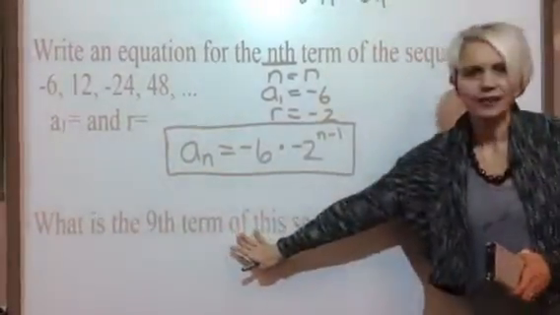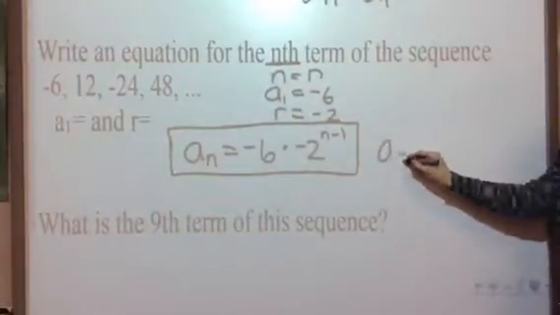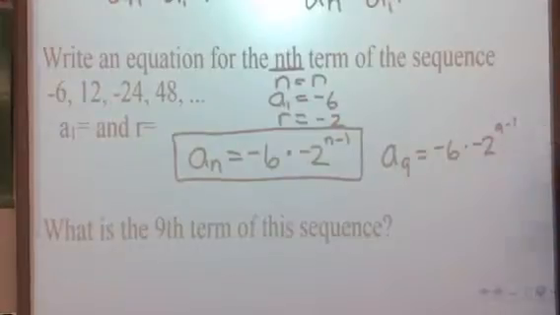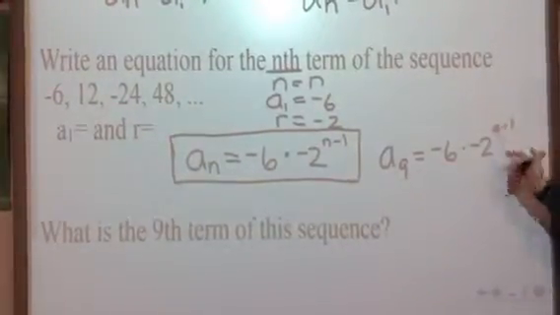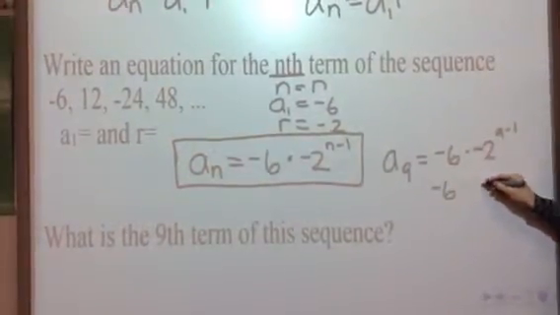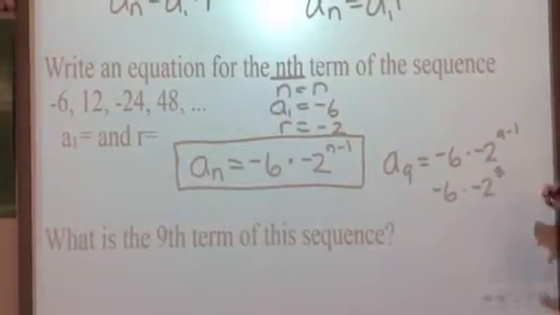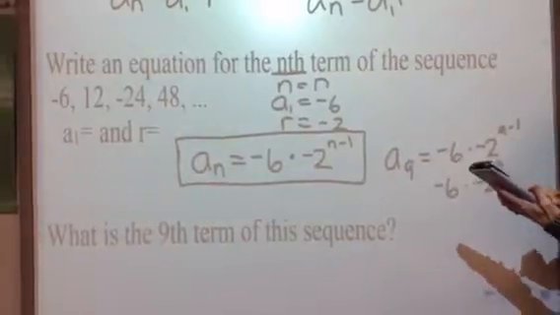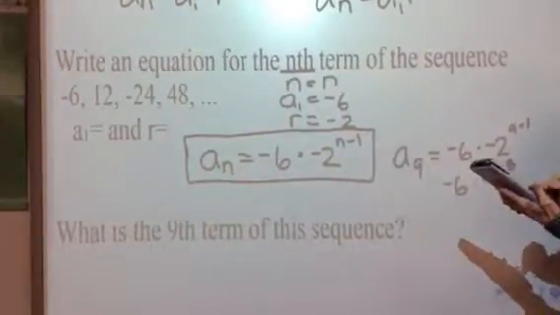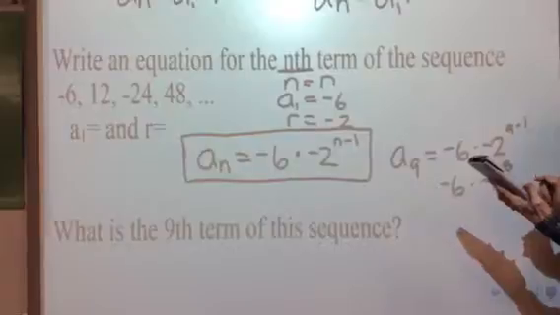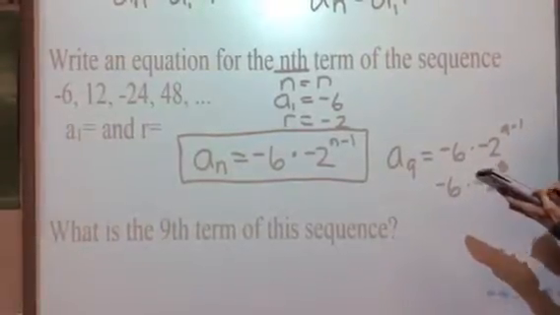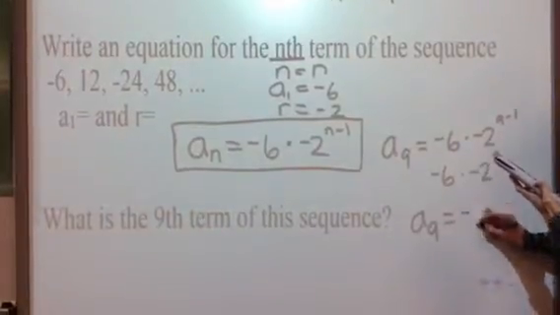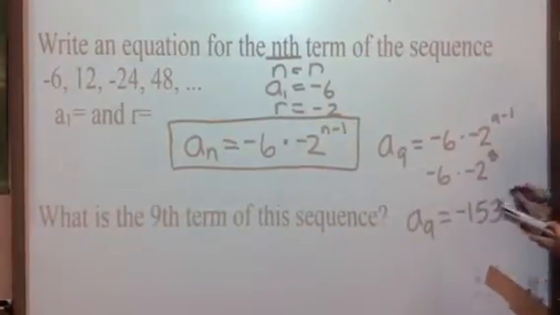If we want to find the ninth term of the sequence, we would do a sub 9 is equal to negative 6 times negative 2 to the 9 minus 1. So we start by subtracting, and we have negative 6 times negative 2 to the 8th. To type in a negative 2 to the power of 8, you have to use the parentheses. So I do parenthesis, negative 2, parenthesis, to the power of 8, and I get 256. I multiply that times the negative 6, and I get the ninth term, a sub 9, to be negative 1,536.